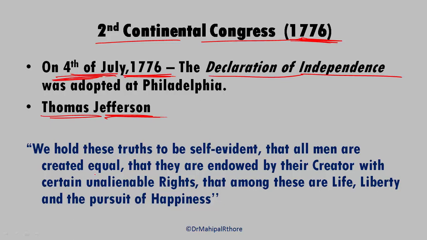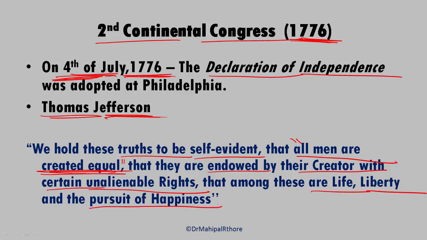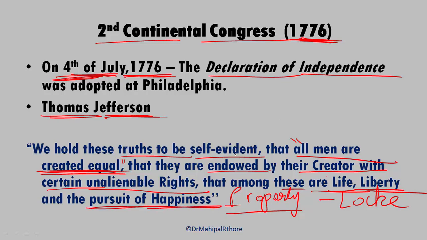The famous line written in the Declaration of Independence: "We hold these truths to be self-evident, that all men are created equal, that they are endowed by their Creator with certain unalienable rights, that among these are life, liberty, and the pursuit of happiness." Thomas Jefferson took these values, life, liberty, and actually it was property. It was given by John Locke. Locke had given these three basic rights: life, liberty, and property. So Thomas Jefferson replaced property with the pursuit of happiness, and this was the famous line written by him.